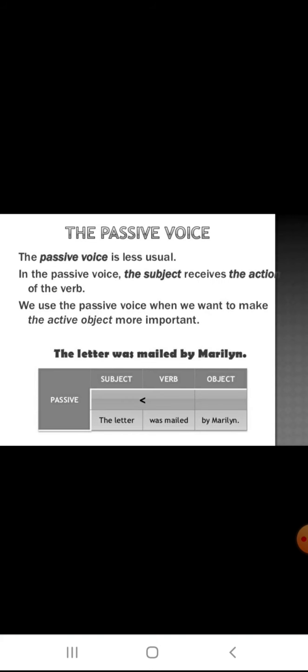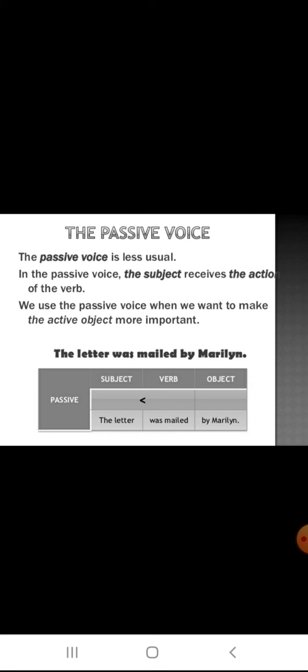Now, let us see the passive voice. The passive voice is less usual. We will not use it mostly. In the passive voice, the subject receives the action of the verb. There, in the active voice, the object receives. Here, the subject receives the action of the verb. We use the passive voice when we want to make the action object more important. If the object is more important, for that case only we use the passive voice, otherwise we use active voice.